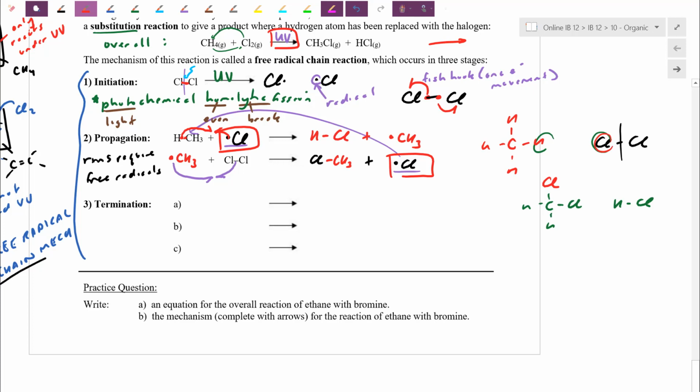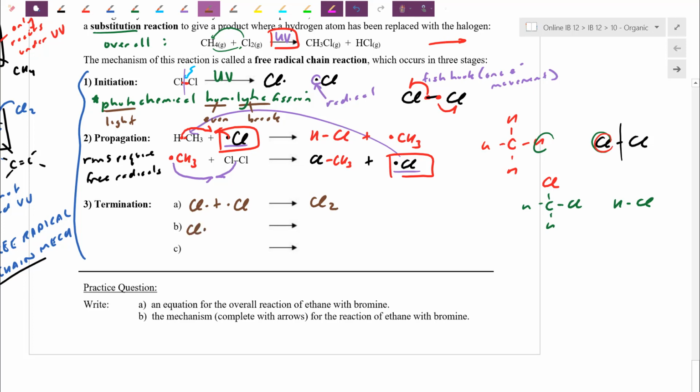Now, it's not all doom and gloom, however. This one here does not continue indefinitely. There is what's referred to as a termination step. A termination step here involves getting rid of our radicals. Well, just like the chlorine radical here could have run into another methane molecule, chlorines could run into each other. This one here would terminate and then just reform chlorine. Now it's in the diatomic form, now it's more stable.